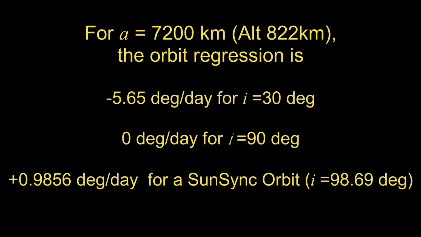So the following animation shows visualization of orbit regression for three different inclinations: inclination equal to 30 degrees, 90 degrees, and the sun-synchronous orbit. And the simulation is carried out for about 70 days.